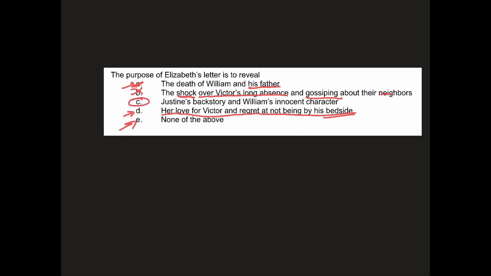C is our much better answer, because in her letter she reminds Victor who Justine is, how she came to be there, what her backstory and history is. And then she also talks about how she misses little William, how innocent he is. And this is really getting under Victor's skin, because he has an idea that, wait a minute, I think I know who killed this. And it's the idea that his family is now being touched by his own crime.